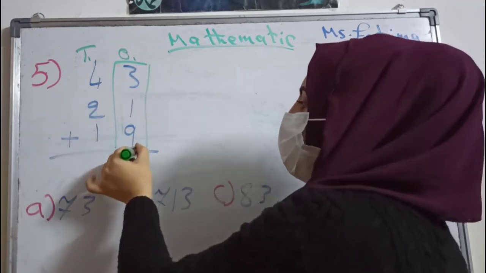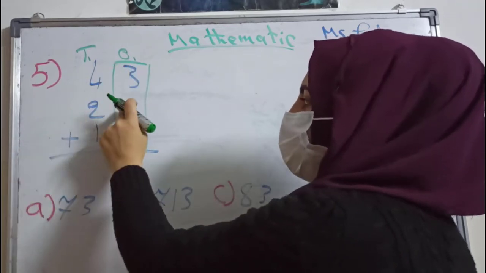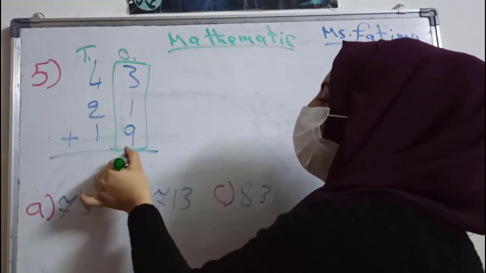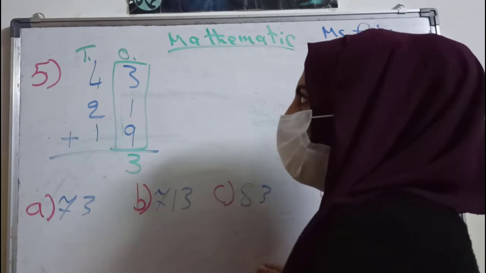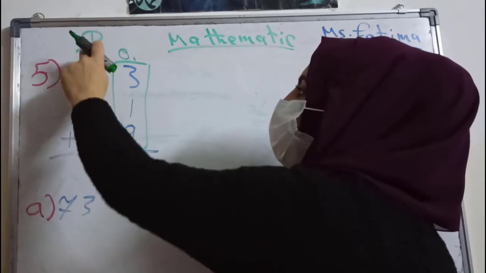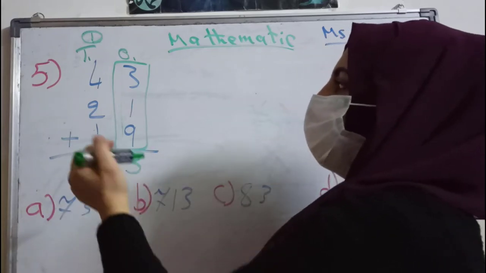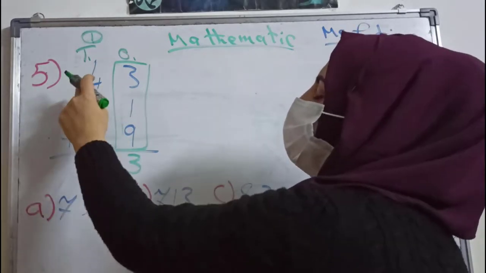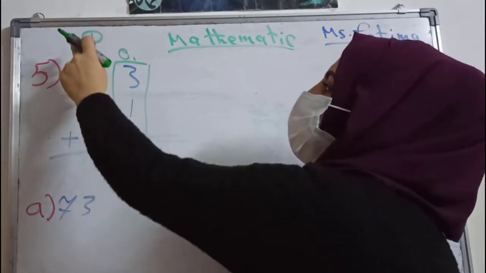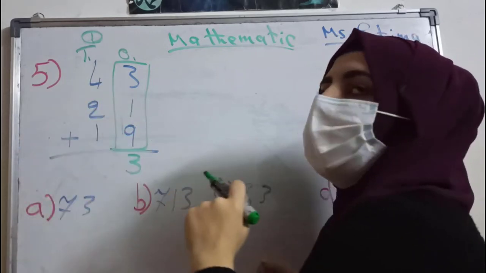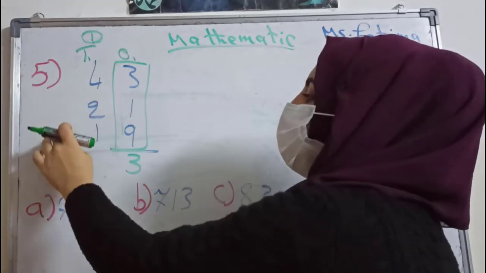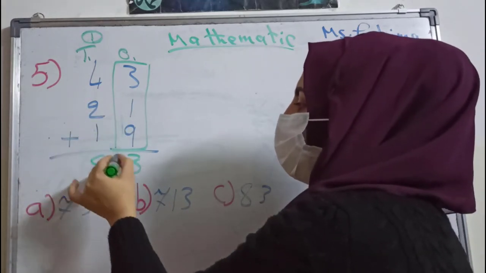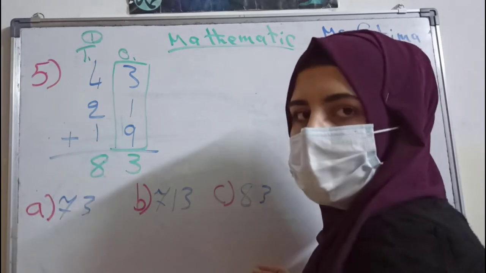Let's add the ones with ones. 3 plus 1 equal to 4. 4 plus 9 equal to 13. Then we write 3 under the ones and 1 in here. Why did we write 1 in here? We don't write it in here because in tens we have some numbers, we add those together. Now let's add tens with tens. 1 plus 4 equal to 5. 5 plus 2 equal to 7. 7 plus 1 equal to 8. We found the number, it's equal to 83.